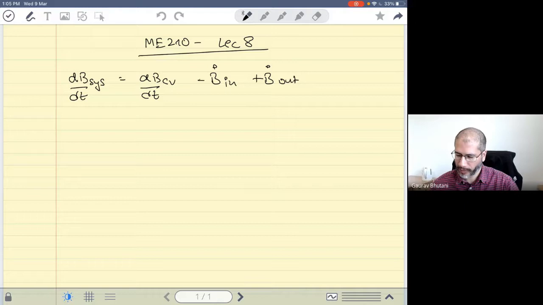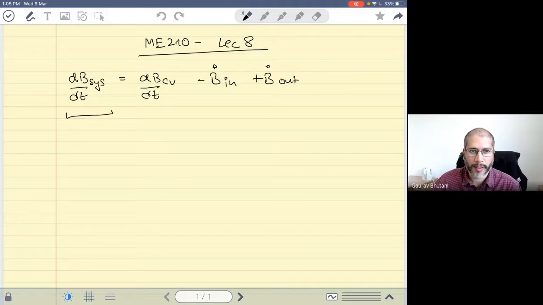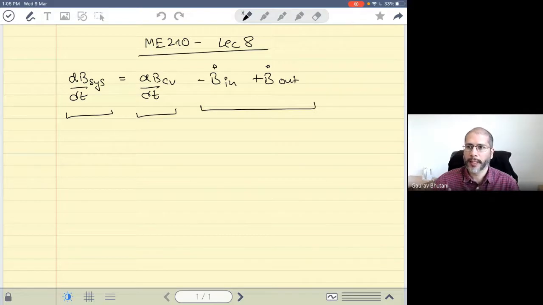Right, so welcome to lecture number 8, ME210 Fluid Mechanics, and we'll continue with our Reynolds transport theorem as we discussed it yesterday. I've written the form of the Reynolds transport theorem that we had derived yesterday. It helps us relate the rate of change of B for a system with the rate of change of B for a control volume, and then you get these terms which denote the inflow and outflow terms, I mean the quantity B, whatever it is, entering or leaving the control volume.